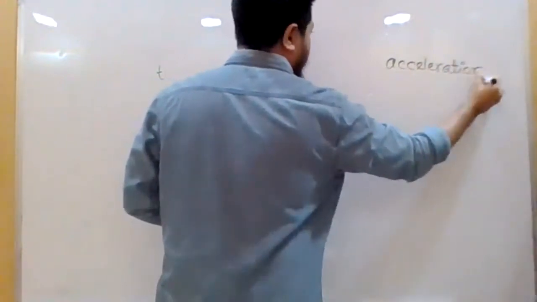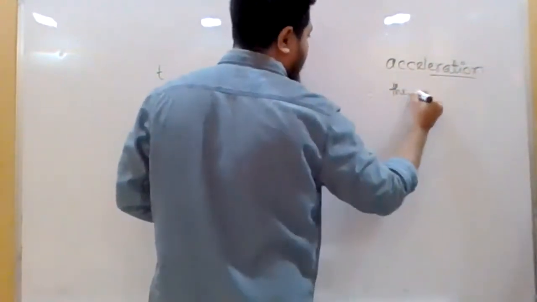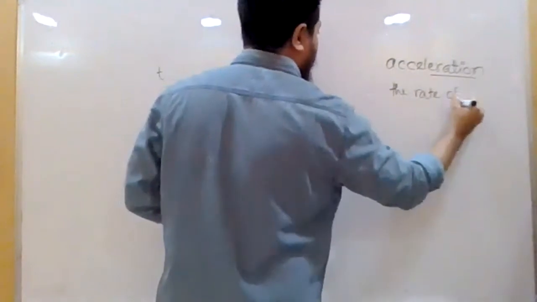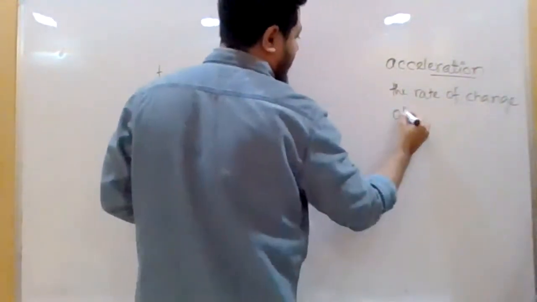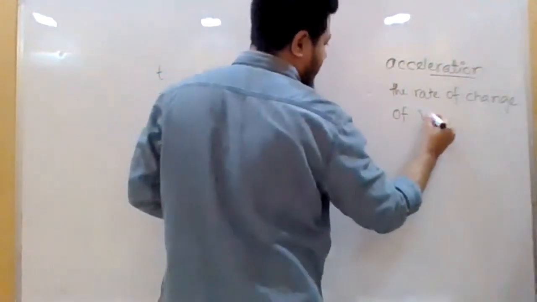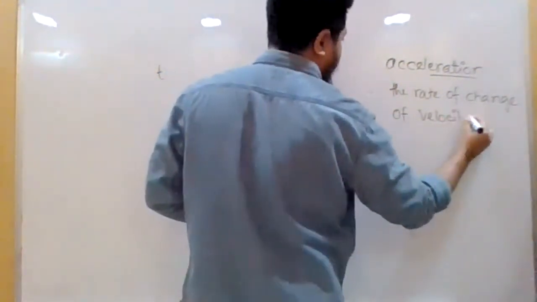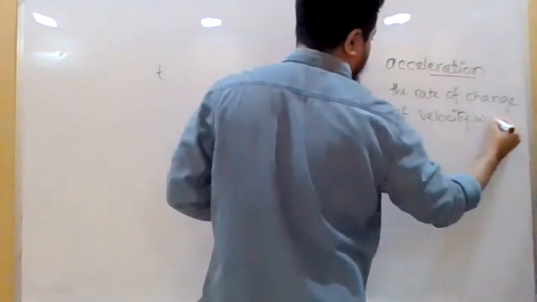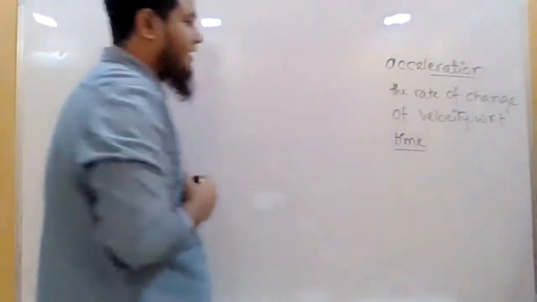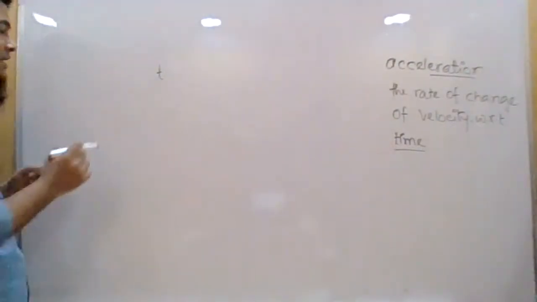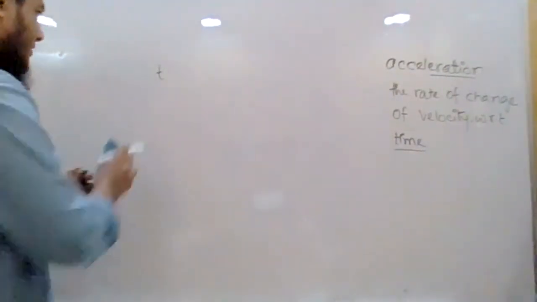Acceleration is the rate of change of velocity with respect to time. The rate of change of velocity with respect to time is called acceleration. It's an easy definition. Now we will see in how many ways the velocity might change.